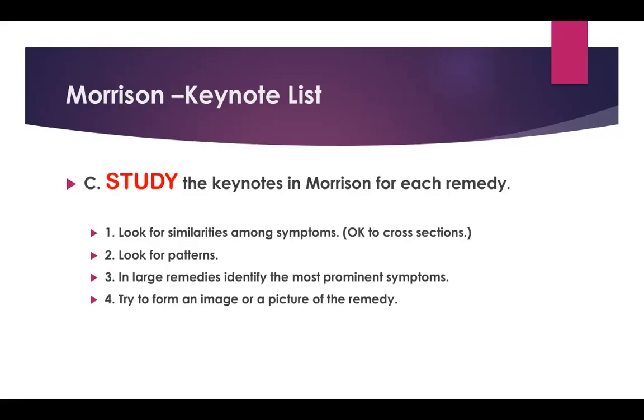So it's okay to cross sections if there are similar things that are in mental, emotional, and physicals. You can put them into one theme. Again, you're going to look for patterns, and in large remedies, you're going to identify the most prominent symptoms. You may not be able to gather all of the symptoms for a large remedy, but you'll be able to get most of them. And the idea is to form an image or a picture of the remedy.